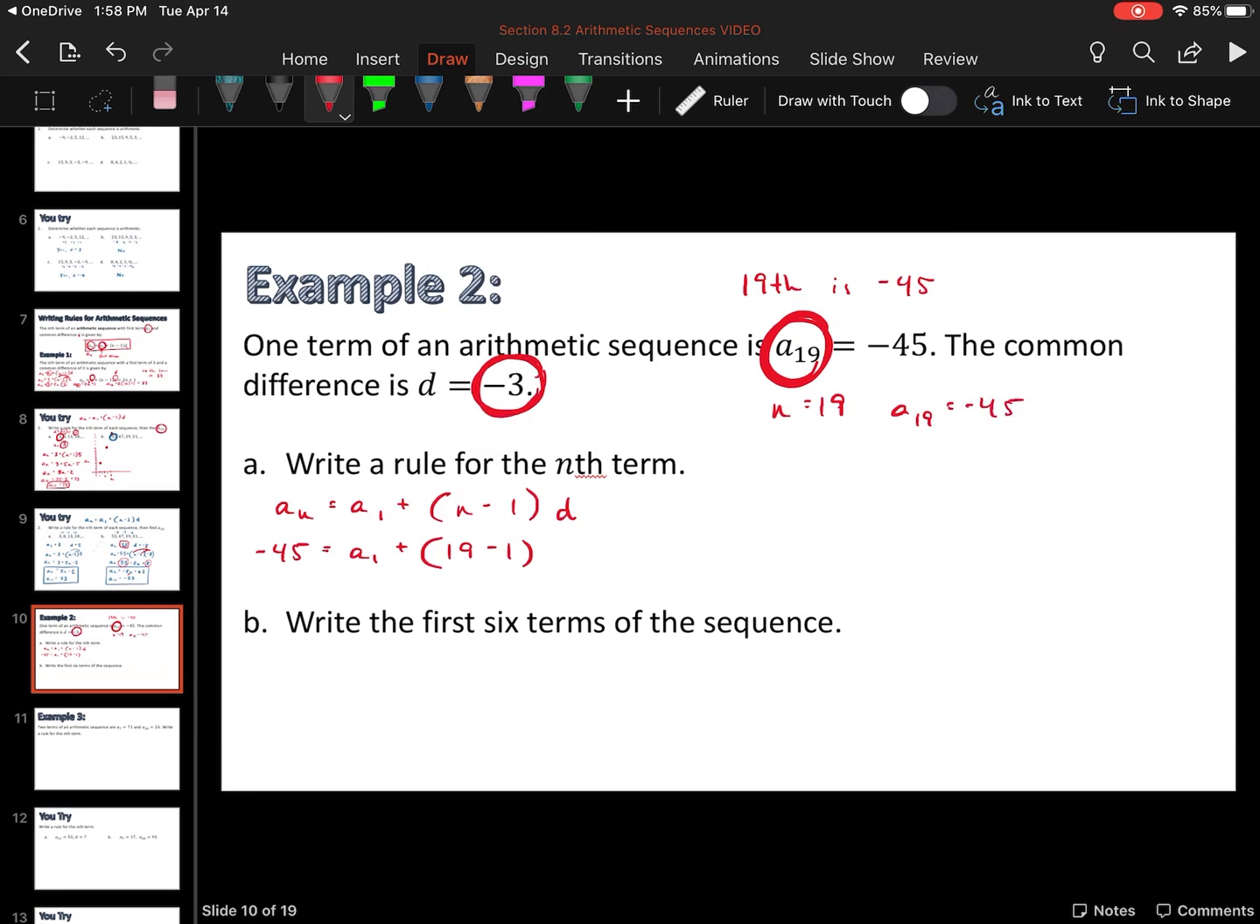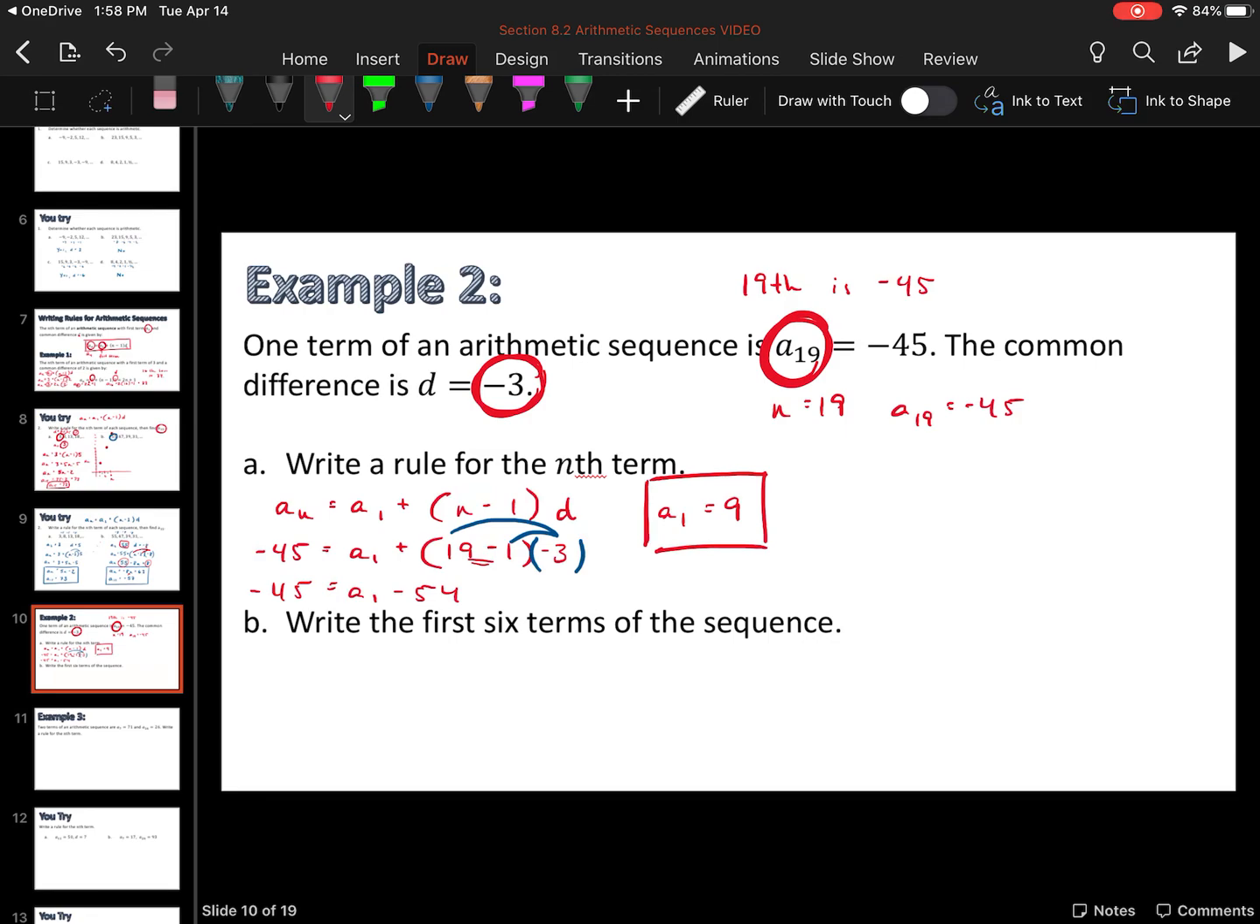And then my common difference I know is negative 3 right here. Okay, so we need to be careful. We're not subtracting through here. This is multiplying by negative 3. So what I'm going to do here is distribute in that negative 3. And that's going to give me negative 45 equals a sub 1, 18 times negative 3 is negative 54. We're going to add 54 to both sides, and that's going to give me a sub 1 is equal to 9, which means that the first term in this sequence is 9.